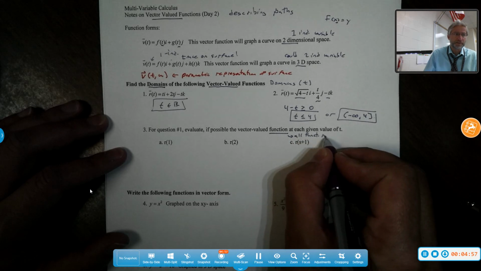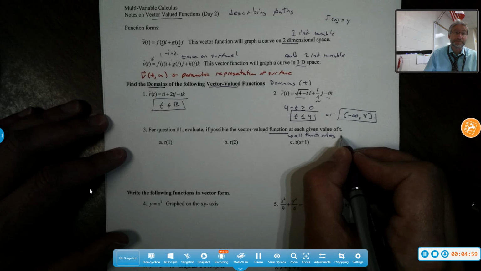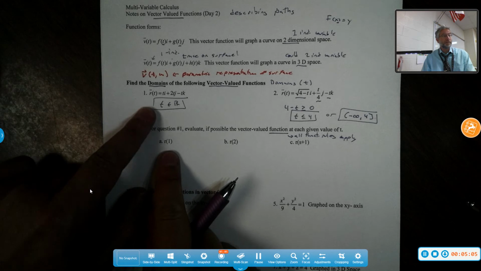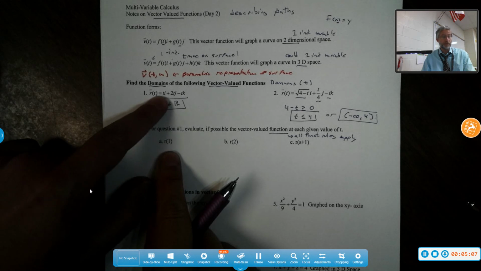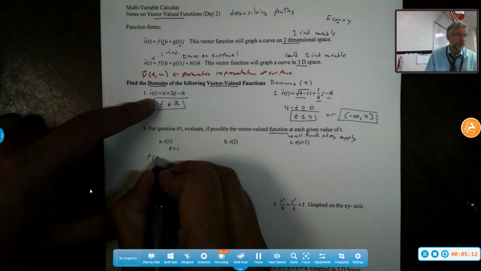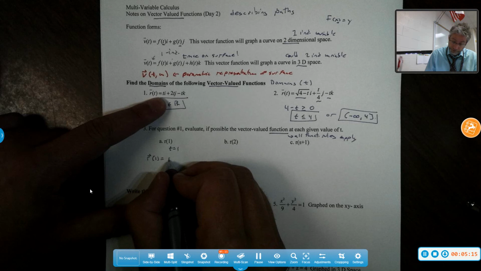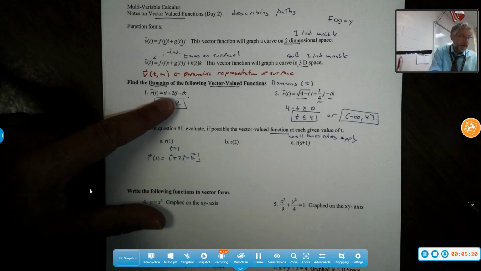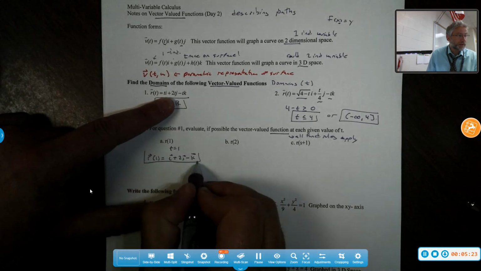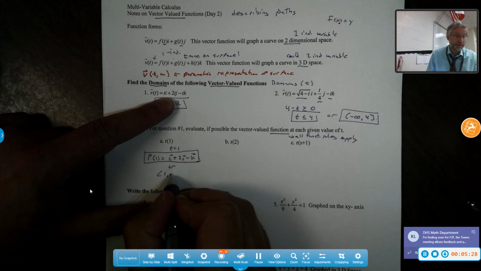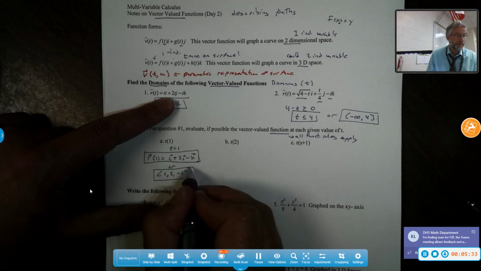For vectors, I can just substitute in, and that's what we're going to do here. So if I'm looking for r of 1, there's r, it's asking for question number 1. Everywhere there's a t, I let t equal 1. So this would become r of 1. We would get 1i, or just i, plus 2j minus k. And you can write it in your vector valued function form, or you can use your chevrons. Just look at the coefficients: 1, 2, negative 1. And there we have it.